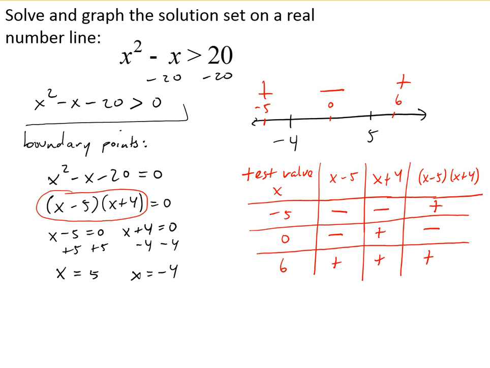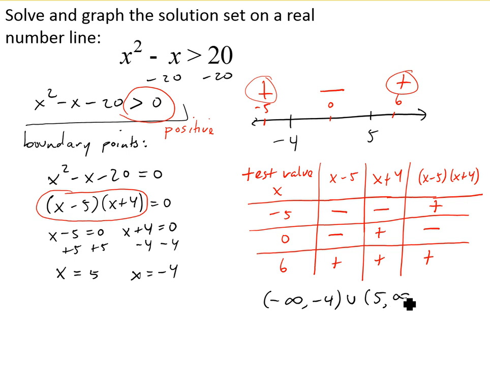This is where I go back to looking at my inequality. My inequality said to find where x squared minus x minus 20 is greater than 0. That basically means positive. So we're looking for places where we have those positive signs, which would be in this left interval and in the right interval. To give this solution as an interval, we'd write from negative infinity to negative 4, and then again from 5 to infinity.